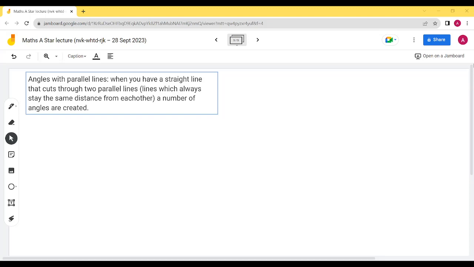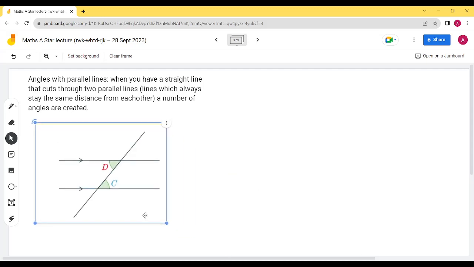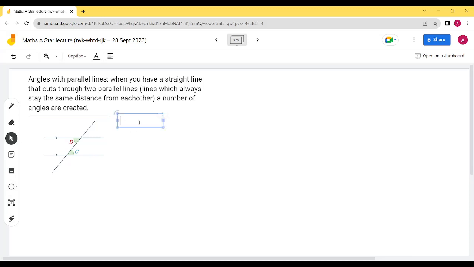So our first angle here, we've got this shape here. We've got these two angles, and sometimes you'll see this referred to as Z angles. I don't like Z angles because it could be other two angles which don't make a Z, but these are called alternate angles. And so these are the same. So C equals D.